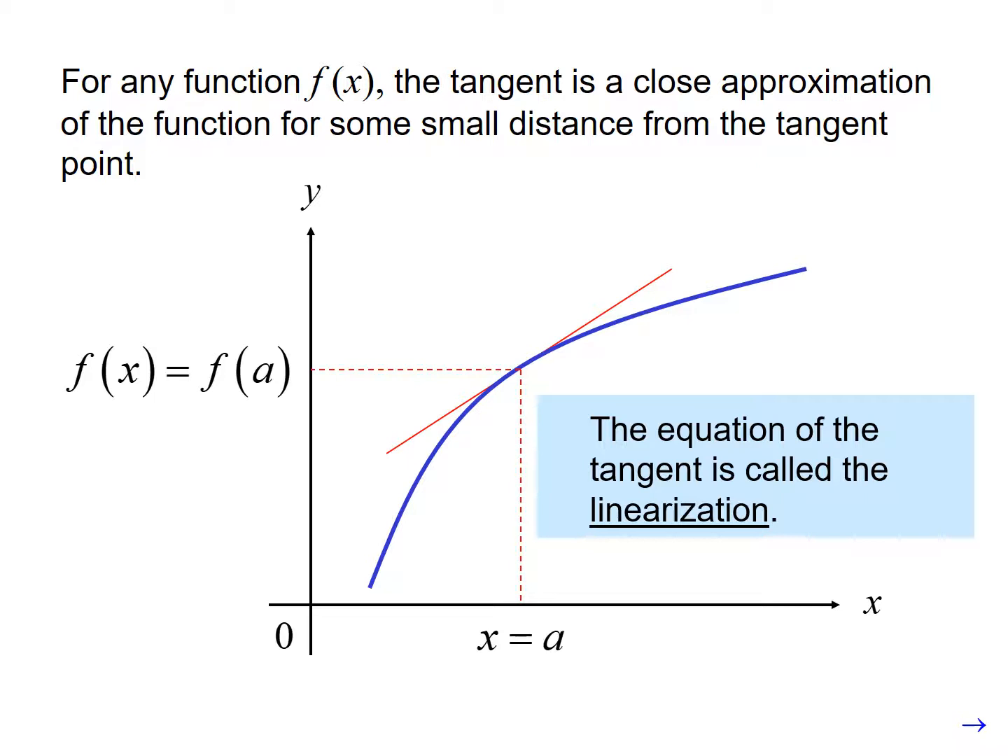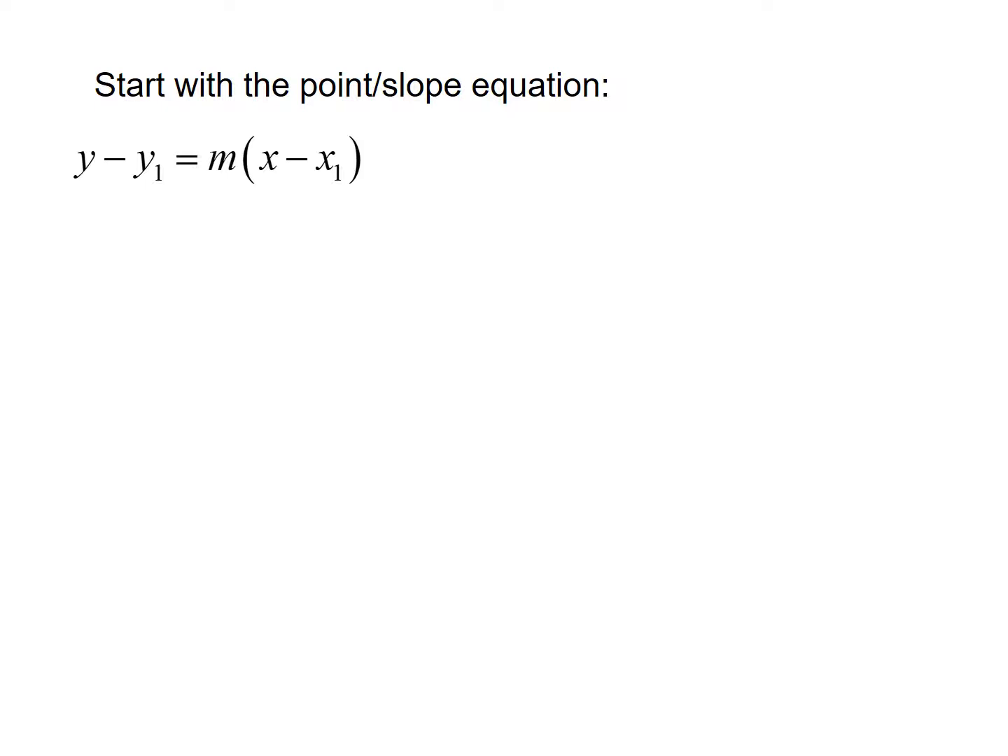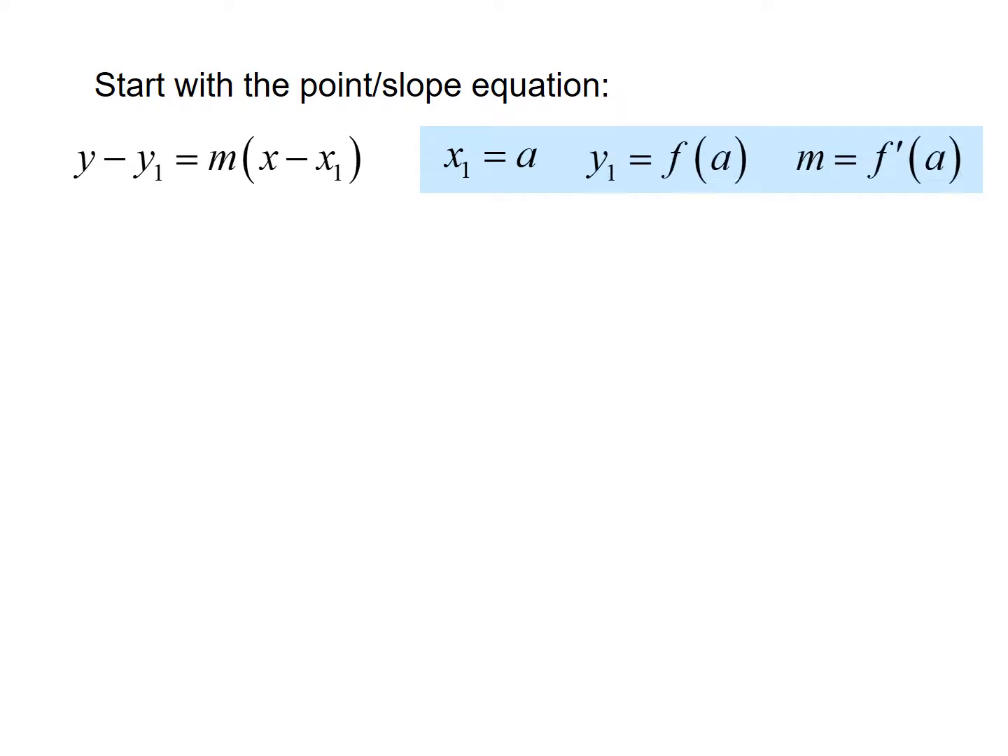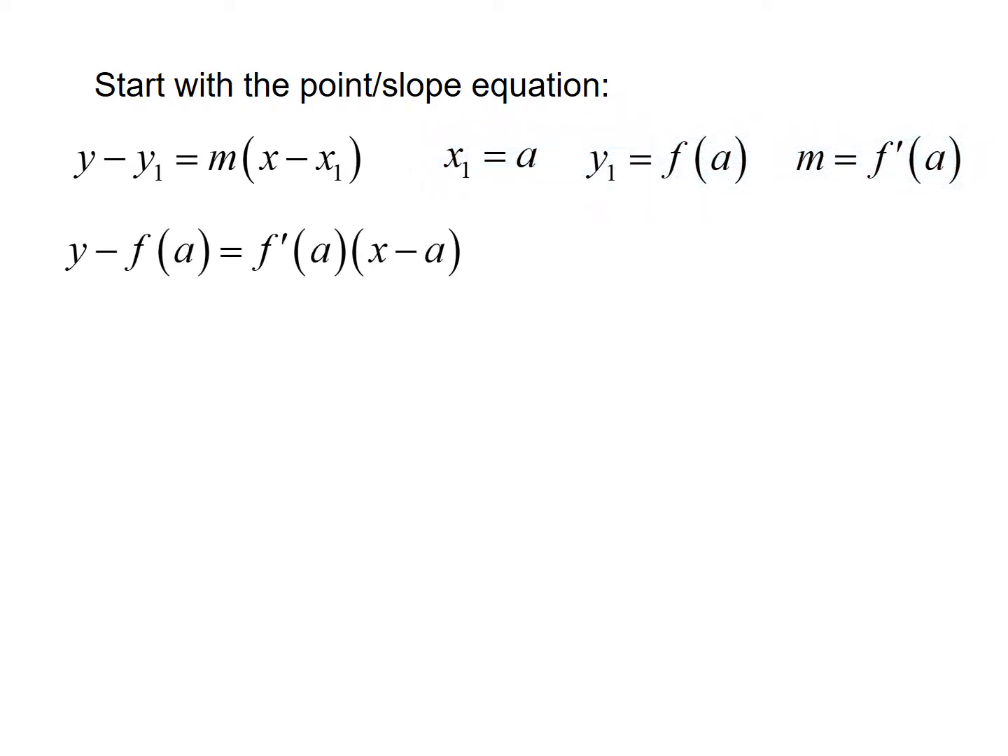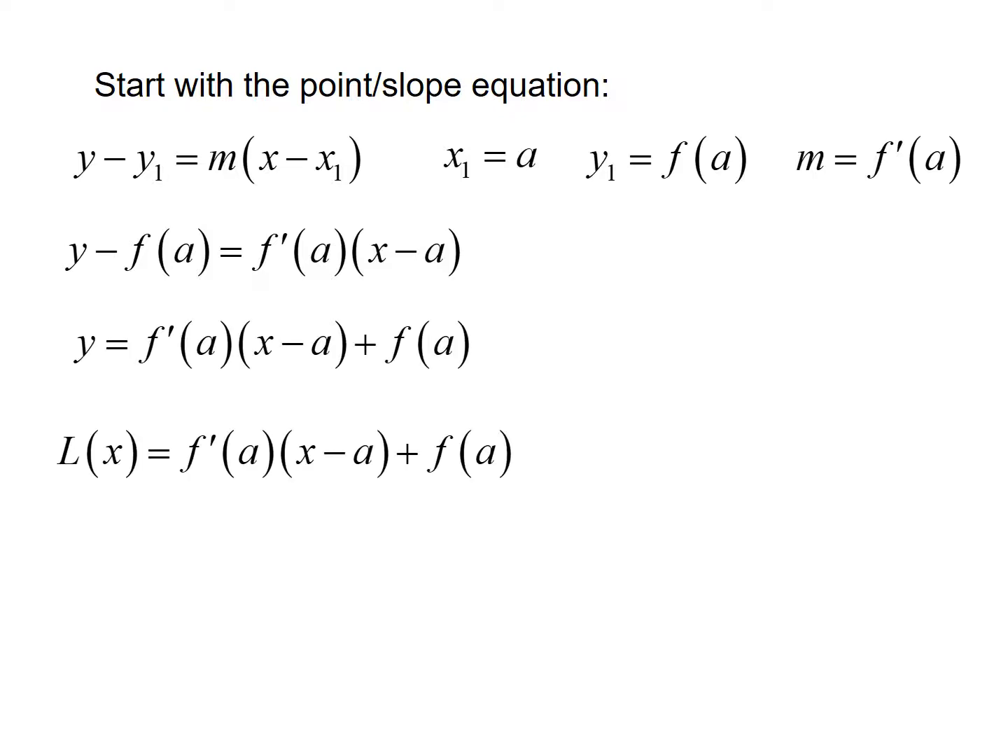And we call the equation of the tangent line the linearization. So to come up with the linearization of a function, let's start with y minus y1 equals m times x minus x1. We'll call our x value a, then y sub 1 is f of a, and our slope is f prime of a. So plugging those into our equation up above, and then solving for y, we can just rename this function L of x for linearization of x. So this right here would give us essentially the tangent line for the original function f. And that linearization can be used to come up with approximations for points close to a.